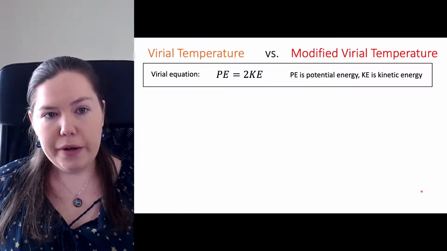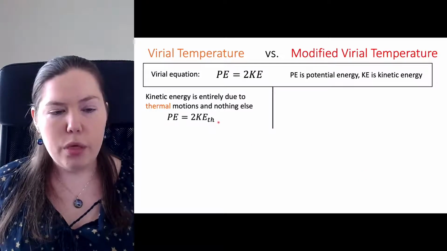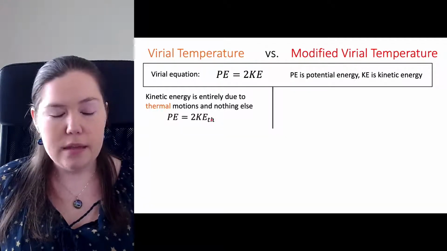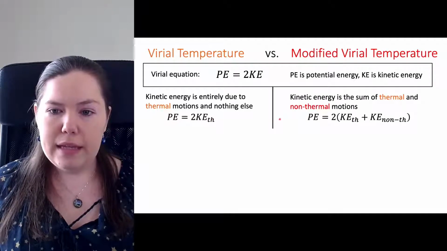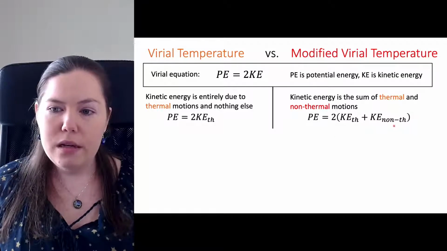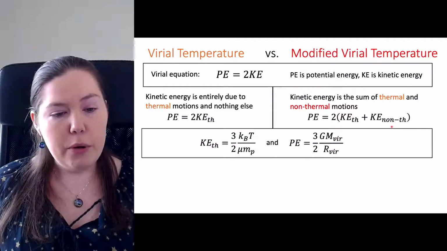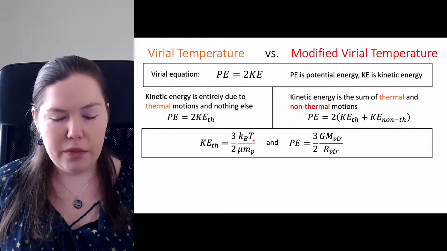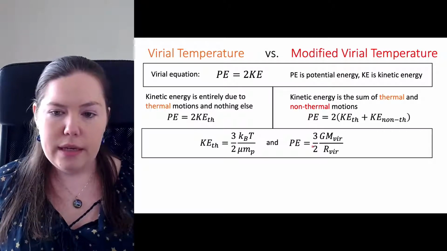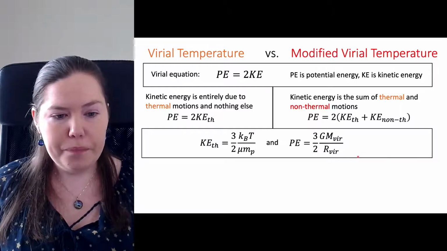In the standard virial temperature derivation, the kinetic energy is given only by the thermal kinetic energy of the gas and nothing else. In our modified virial temperature, let's assume that instead the kinetic energy is given by the sum of thermal and non-thermal kinetic energies of the gas. In both cases, the thermal kinetic energy depends only on the temperature of the gas, and the potential energy is given only by the mass and radius of the dark matter halo.